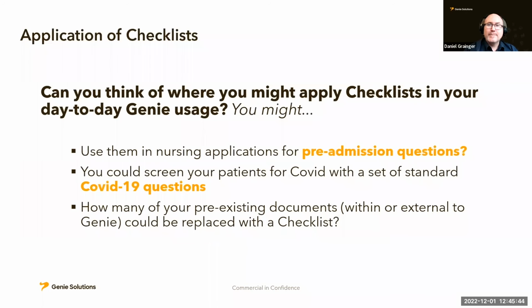Can you think of where you might apply checklists in your day-to-day Genie usage? You might use them in nursing applications for pre-admission questions. You could screen your patients for COVID with a set of standard COVID-19 questions. How many of your pre-existing documents within or external to Genie could be replaced with a checklist?